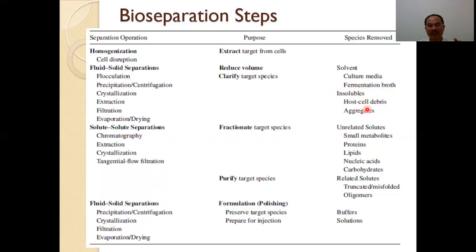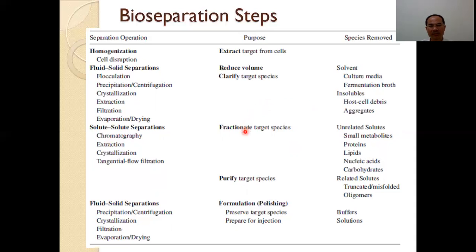Solute separation. After the second step, we have separated the solids. The remaining is liquid, for example. You can remove solute. For example, maybe we would like to remove unreacted solute, small molecules, protein, lipid, nucleic acid, something like that. We can use chromatography, extraction, crystallization, for example.